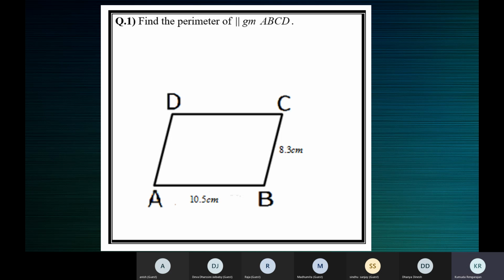We're given a figure which is a parallelogram ABCD. The length of the side AB is 10.5 centimeters and the length of the side BC is 8.3 centimeters. Given this, we need to find the perimeter of the parallelogram. Yeah, how do we do this?